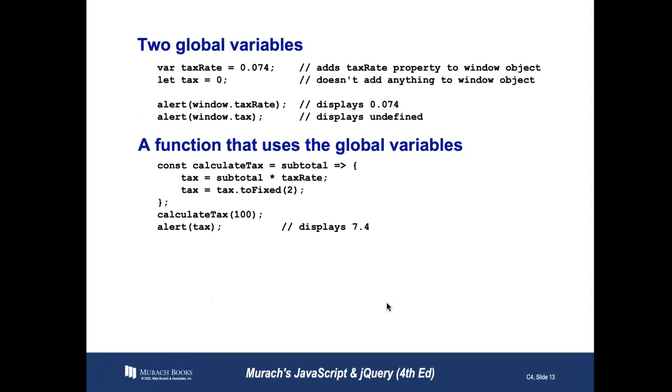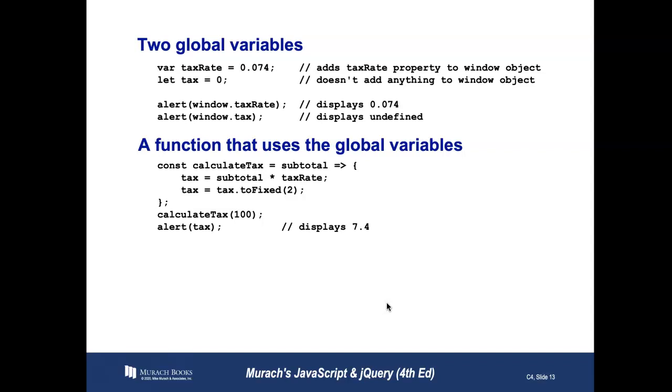Now, let's talk about global variables. In this case, we've got a taxRate that's var. We're declaring it for global use. And when we use var, it adds the taxRate property to the window object. Let does not add anything to the window object.